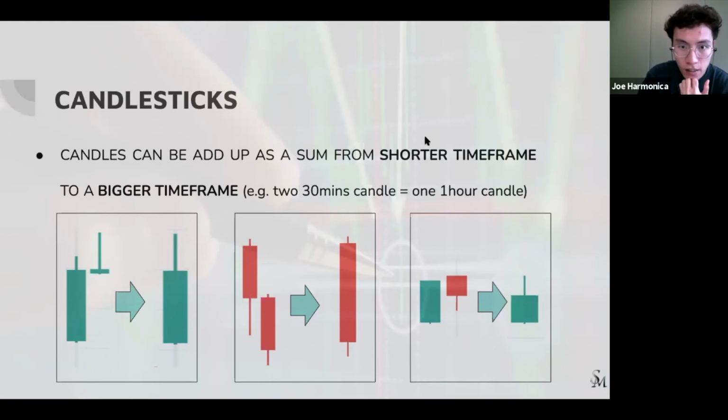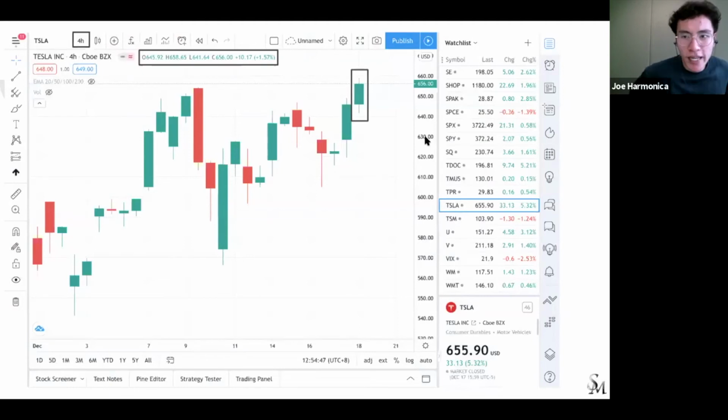Okay, thanks, Stephanie. So, all right, examples again for candlesticks at different time frames. I will give you an example here. Here is Tesla, one of most people's favorite stocks. This is a 4 hour chart, which simply means each candle represents the movement for 4 hours. Let's pay attention to the most recent candle, all right? For this candle, the last 4 hours, Tesla was up by 1.57%.